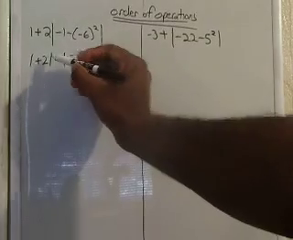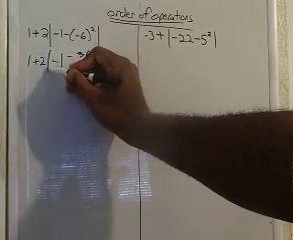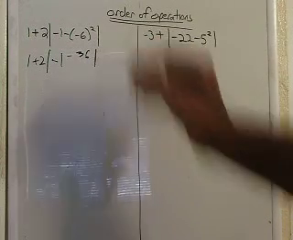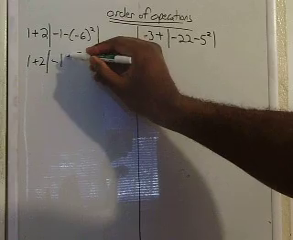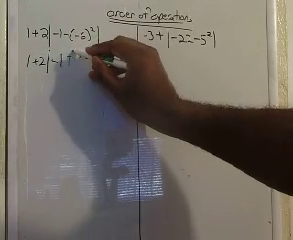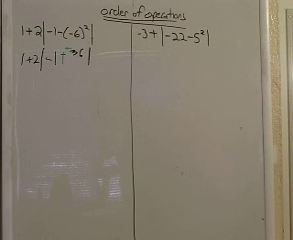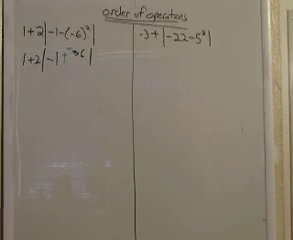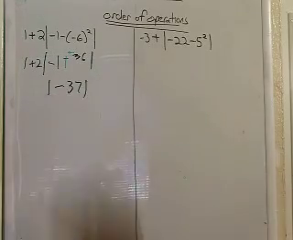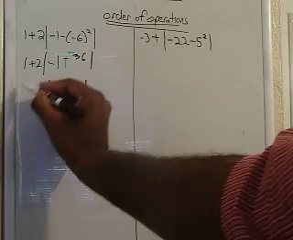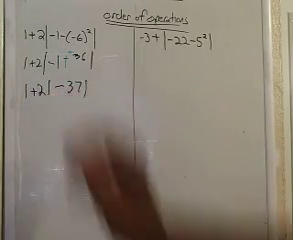So now we have 1 plus 2 times the absolute value of -1 minus 36. Now if you want to, you can add 2 lines and make that -1 plus a -36. Okay, like that. Alright. And so now you have -1 plus a -36. So what's that? Well, -1 plus -36 is -37. Okay. And then now you have 1 plus 2 times the absolute value of -37.